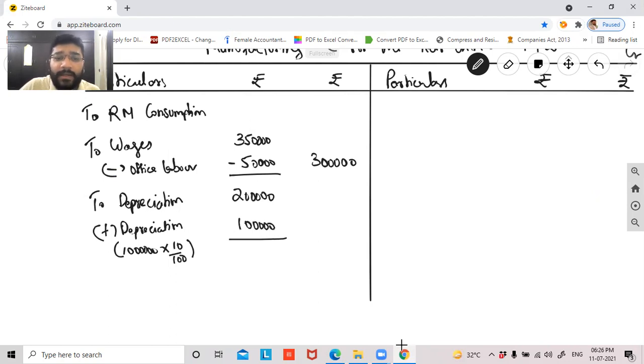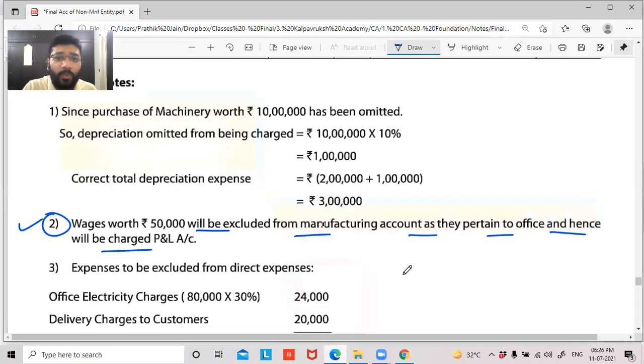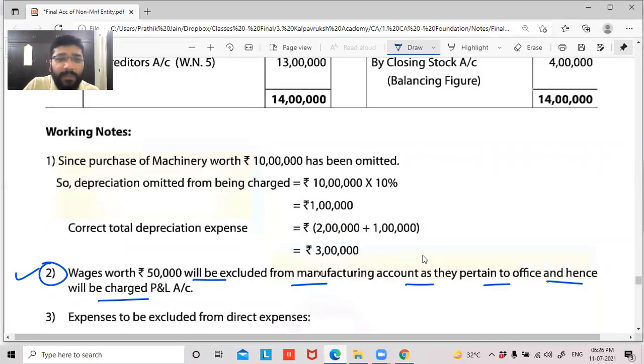Therefore, your total depreciation cost is 3 lakh rupees. You can do it here so that you save time. In the textbook, what they have done is they have made a note here. Since purchase of machinery 10 lakh has been omitted, the depreciation on the omitted machinery is worth 1 lakh rupees. So the correct depreciation is 3 lakh.